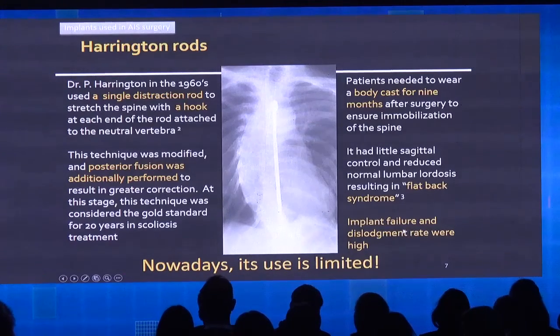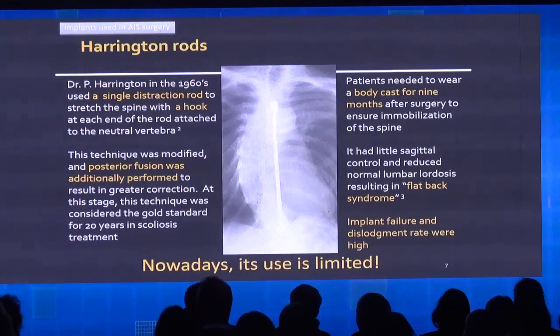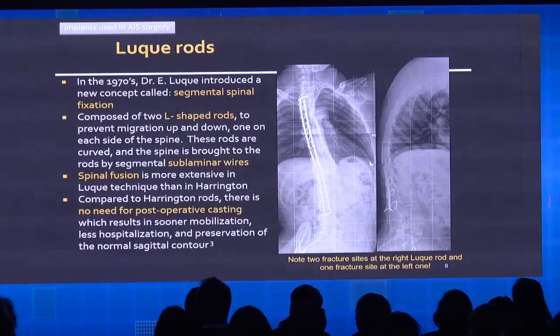And furthermore, there was very little control of the sagittal deformity, and the patients were ending with a flat back syndrome. Furthermore, in order to let the arthrodesis form, with bone chips around the rod to make a nice callus, the patients were required to have a body cast for 9 months. Now we don't use it anymore. It was very unpleasant for the patients.